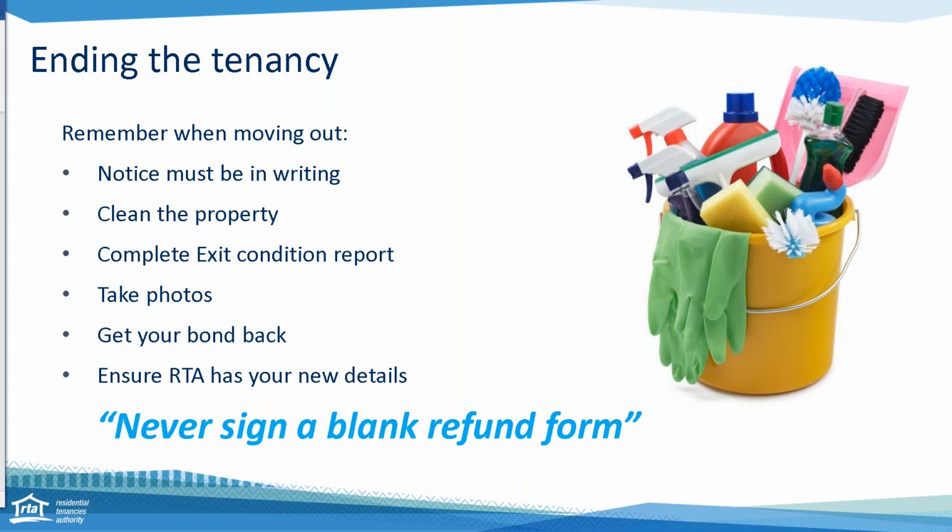Complete an exit report similar to what you completed at the start, and again, take photos. You may get an opportunity to do a vacate inspection with your agent or landlord together. Check with them with regards to their vacating processes. Contact the RTA to get your bond back and make sure we have your new address or contact details. And remember, never sign any blank forms.